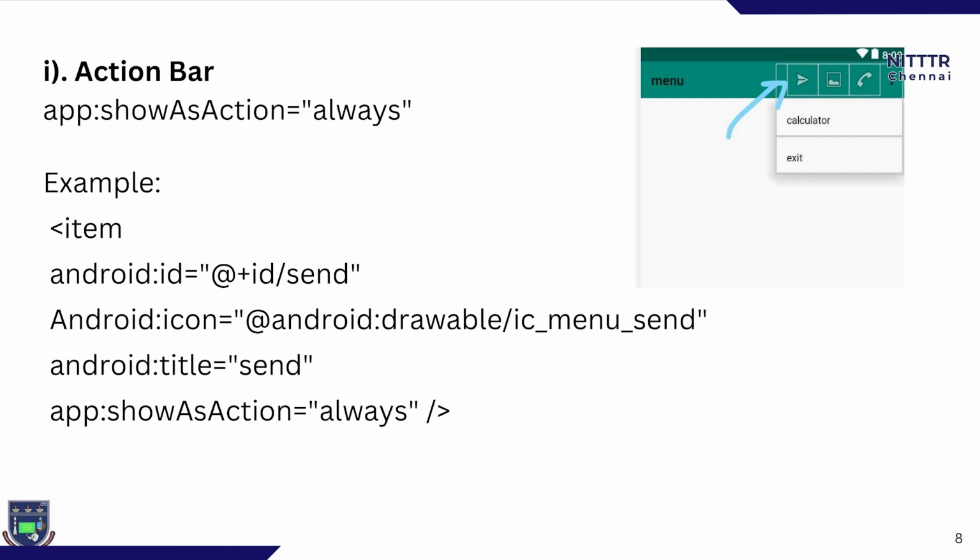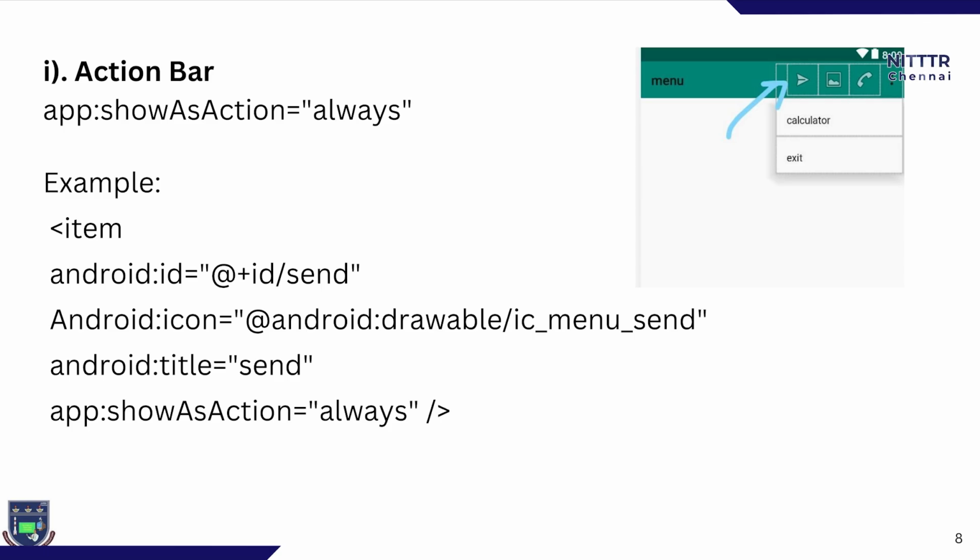The first attribute is android:id, which is equivalent to send. This is the unique identifier for the menu item, and it is used in onOptionsItemSelected. It is used to handle the click. So, when we click on that button, what action has to be taken will be performed using this statement.